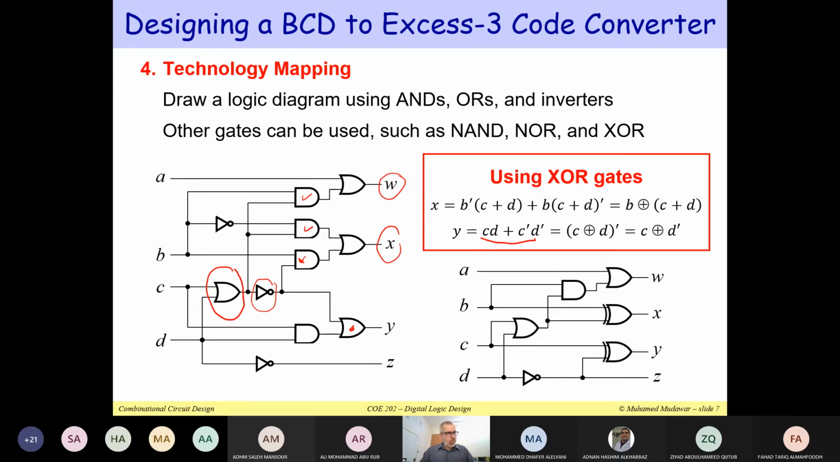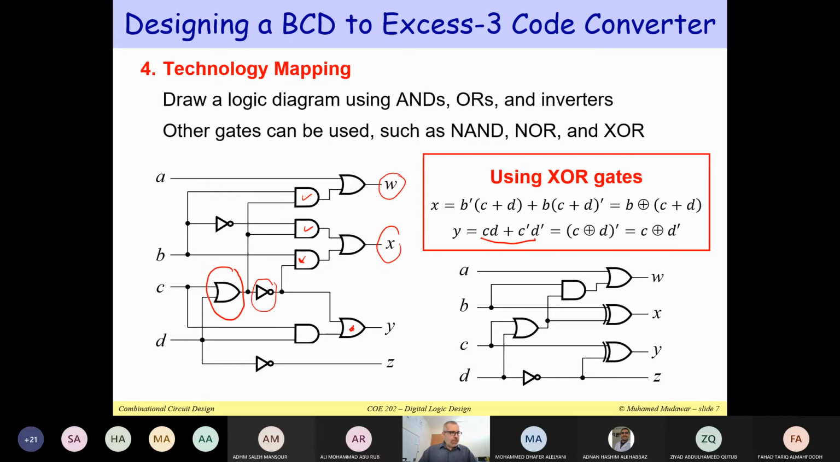So the Karnaugh map will give you the minimal sum of products or minimal product of sums, but by understanding the properties of Boolean algebra and of other gates, like the XOR gate, you can do further simplification. I can rewrite these terms a lot simpler than those obtained using the minimal sum of products expressions from the Karnaugh map.